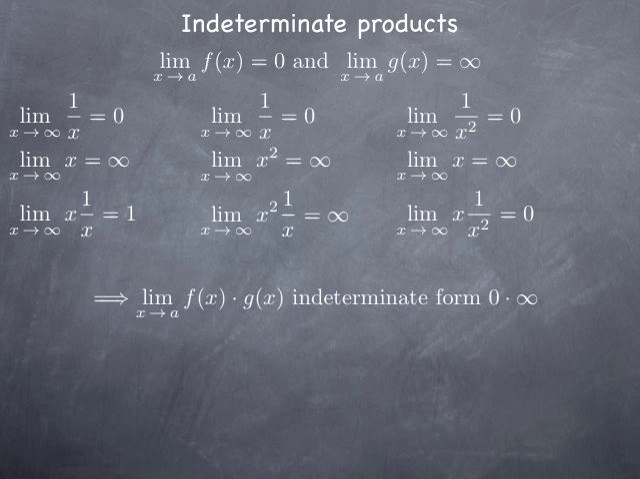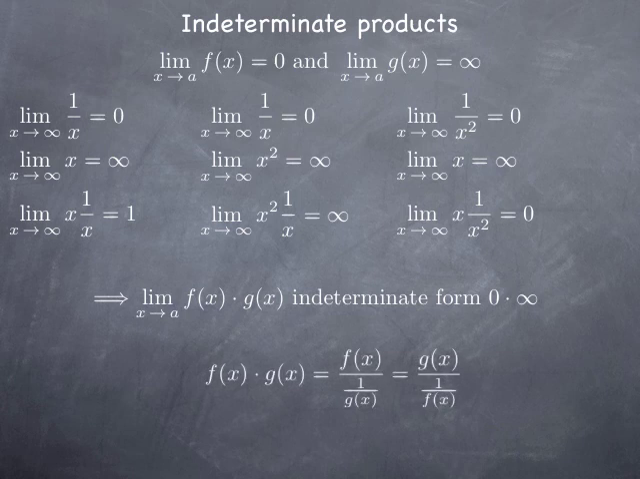So how do we deal with it? The rule of de L'Hopital is dealing with quotients, not products. However, really, products and quotients are two ways to write the same thing. Specifically, we can rewrite the product f times g as f divided by the reciprocal of g, or g divided by the reciprocal of f. These are just three ways to write the same thing.